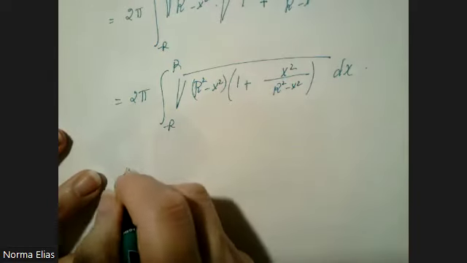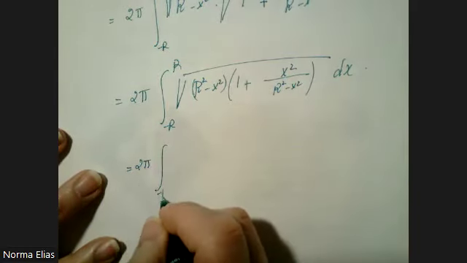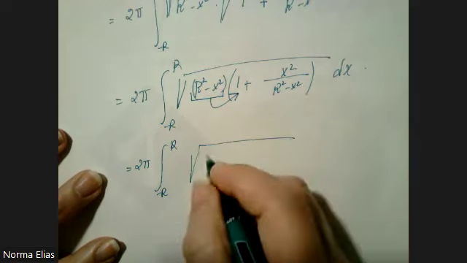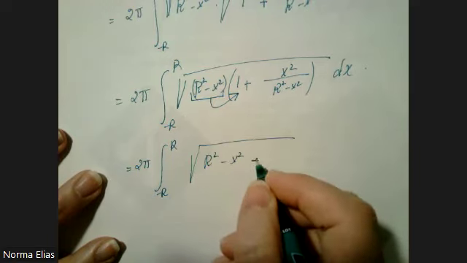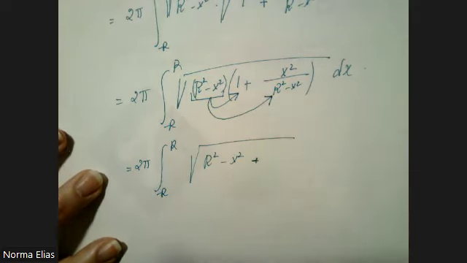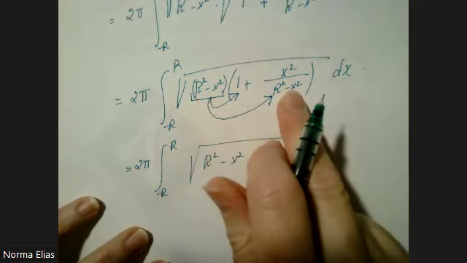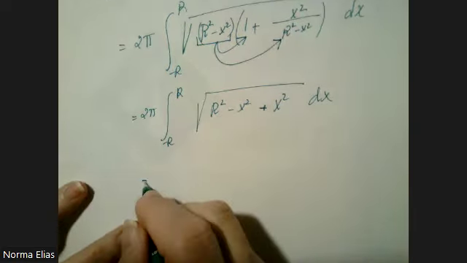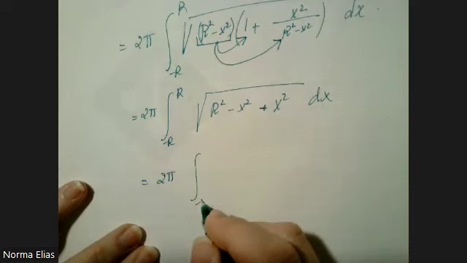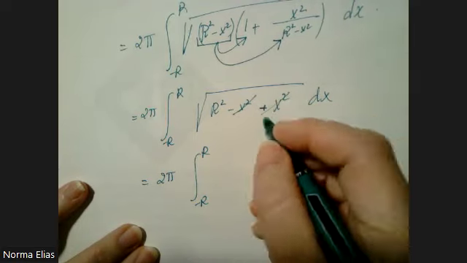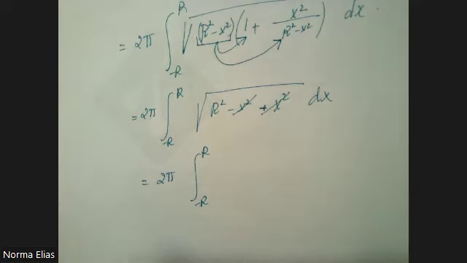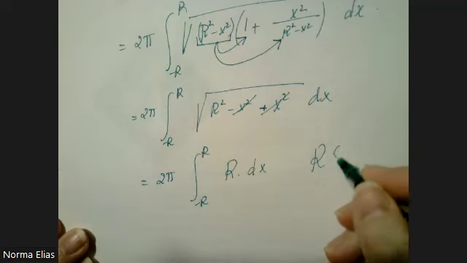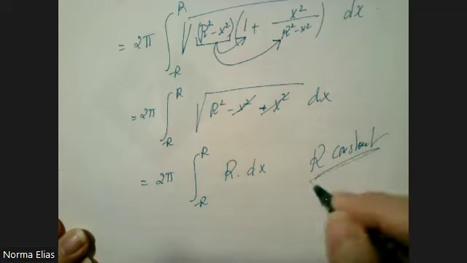That's equal to 2 pi times the integral from minus r to r times 1. It gives me r squared minus x squared plus... I take this expression and I distribute. The denominators cancel each other out. I will have x squared. So finally, I will have 2 pi integral from minus r to r of plus x squared minus x squared cancel each other out. The square root of r squared is just r dx. Remember, r is a constant.